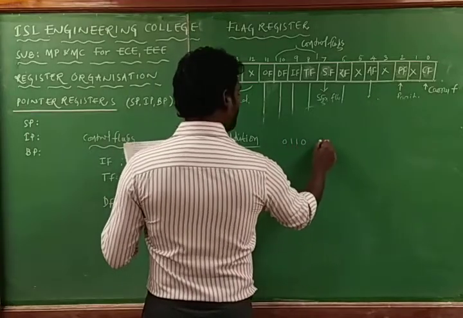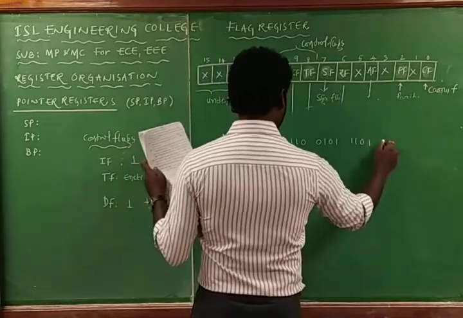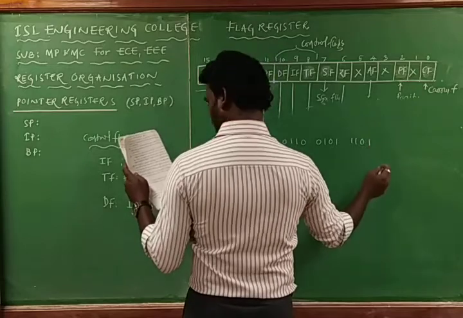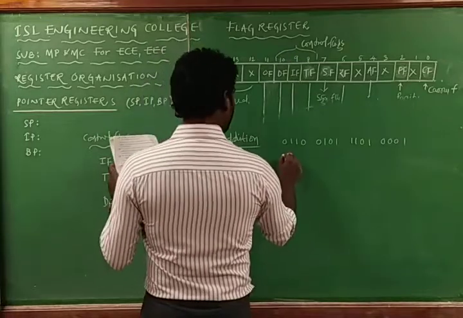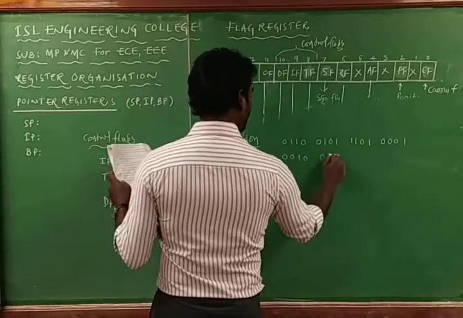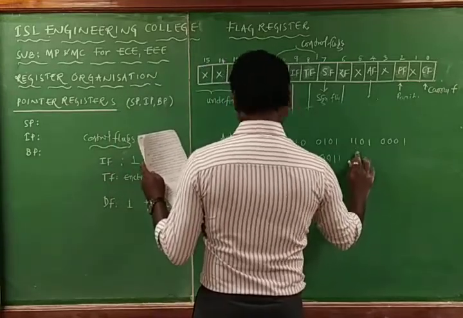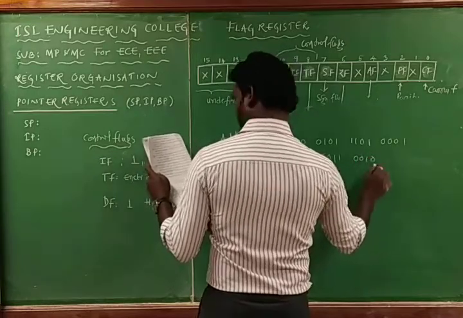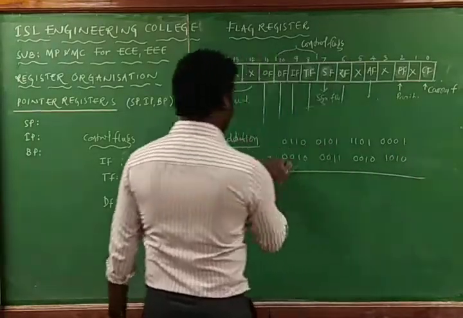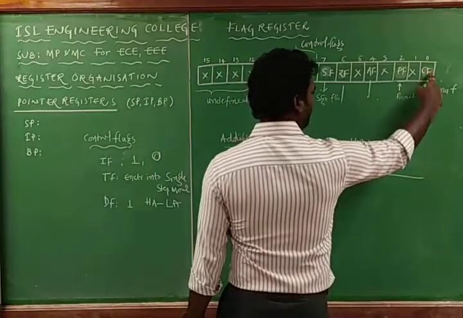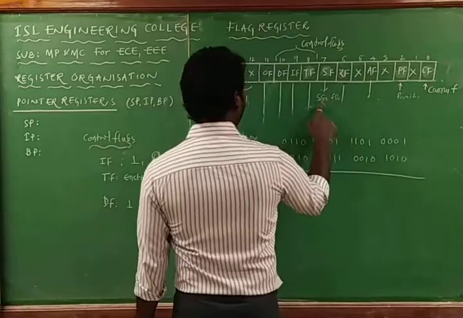The numbers are 0110, which is 2, 0101, which is 5, 1101, which is 13, that is C, and 0001. Next, 0010, 0011, 0010, 0010, and 1010. I am going to add these in a BCD addition, such that we have to find out the carry flag, parity flag, auxiliary flag, zero flag, sign flag, and overflow flag.